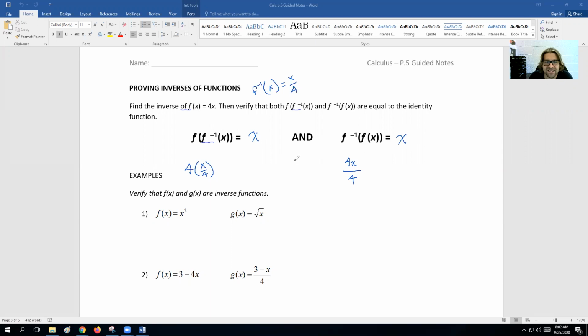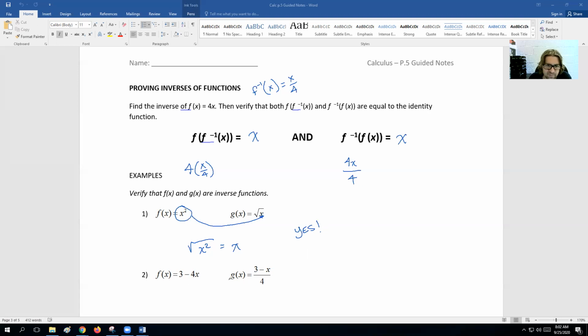So if you ever take the inverse and plug it into the original, or vice versa and get x, they are inverse functions. So let's verify that these two are inverse functions. We're going to take one equation and plug it into the other. And it doesn't matter which order we go. I'm going to take this one, plug it into there. So what is the square root of x squared? That is x. So yes, they are inverses.